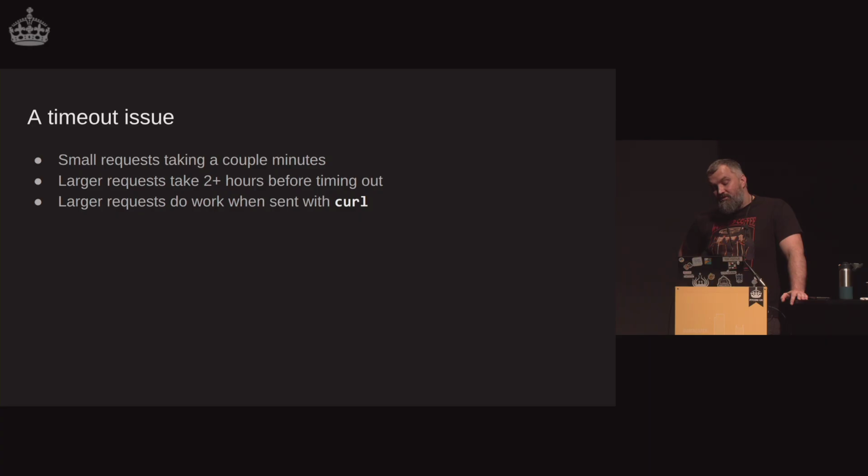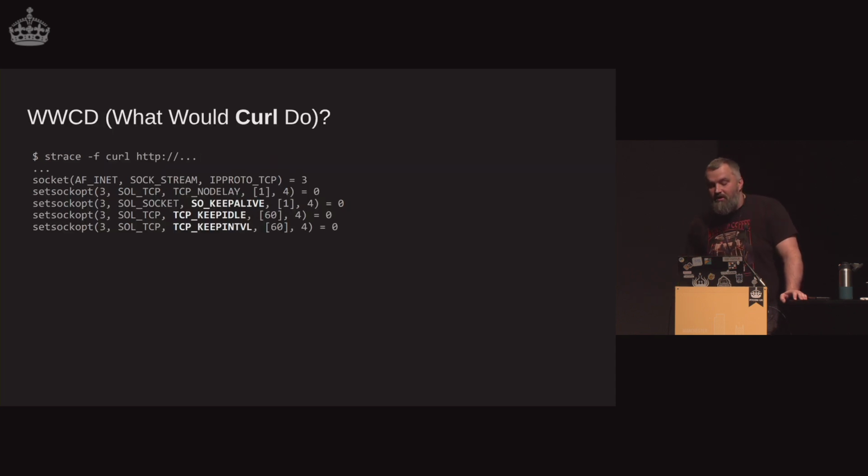And the thing is, of course, everything worked on the developer's machine, but once it's in Kubernetes, it stopped working. So small requests were taking a minute, maybe 2 minutes, 3, 4 minutes, and then it was 2 hours and an error. So we connected to a Kubernetes pod, installed curl on it, and surprisingly everything worked with curl. So the question was, what does curl do differently?